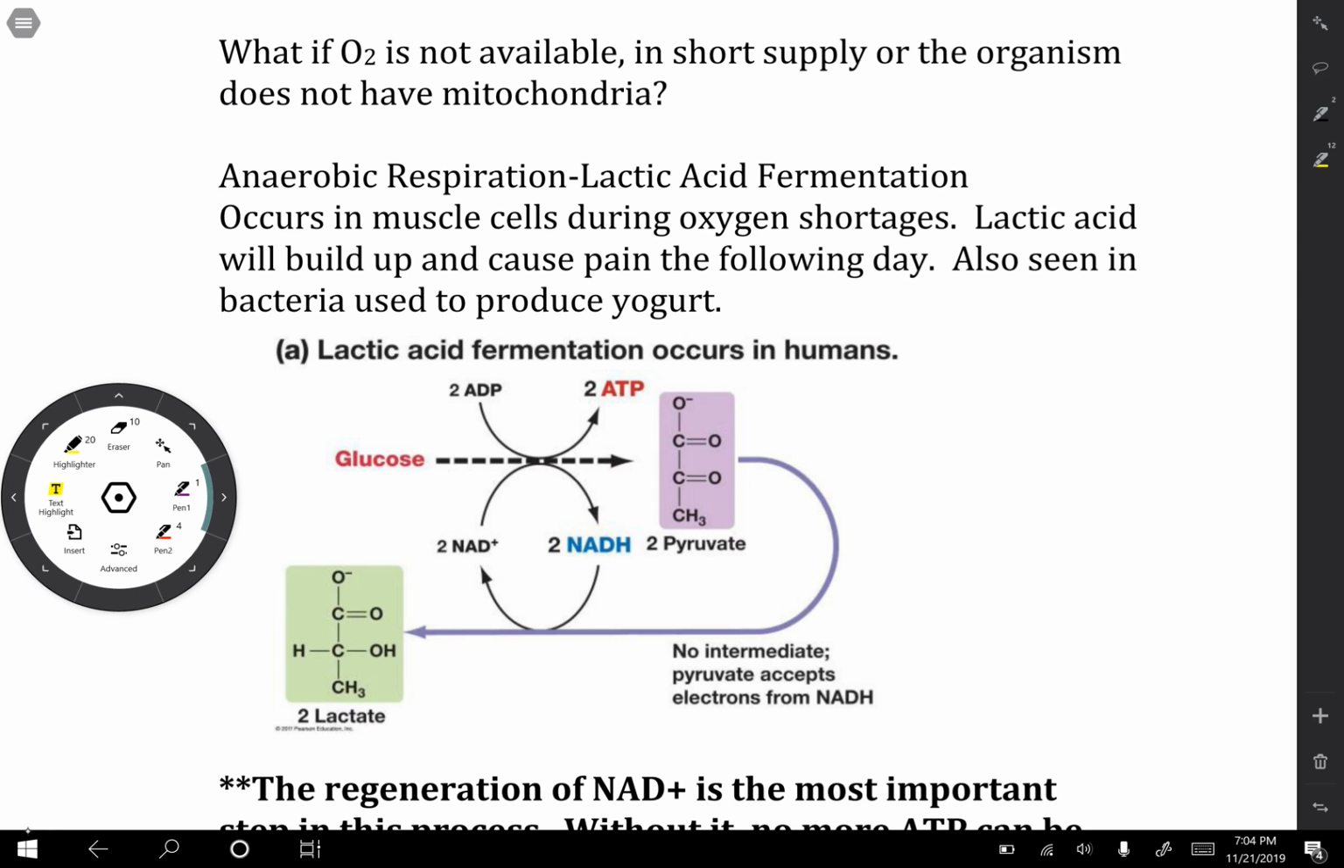Anaerobic respiration happens when oxygen is not available, or it's in short supply, or the organism does not have mitochondria. Something like bacteria. They don't have mitochondria. So let's start with lactic acid fermentation.